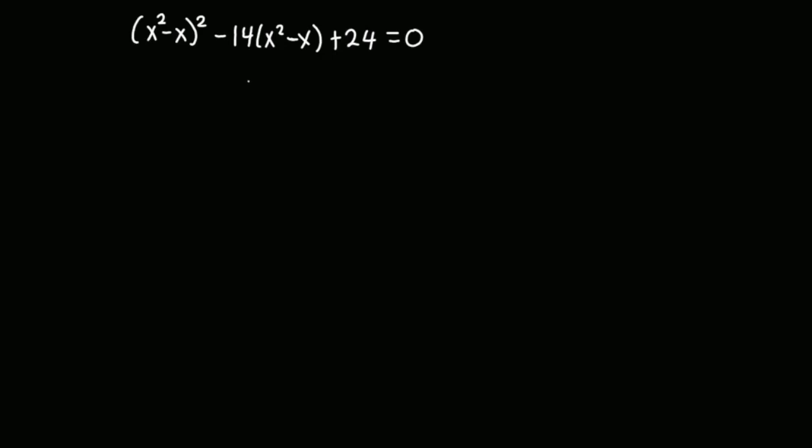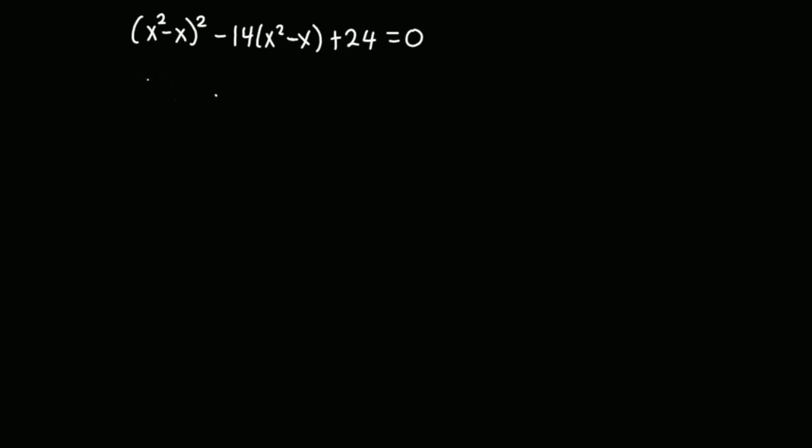Now in this video, we are to solve for the value of x if (x squared minus x) all squared minus 14(x squared minus x) plus 24 is equal to 0. I'm just going to present two approaches.